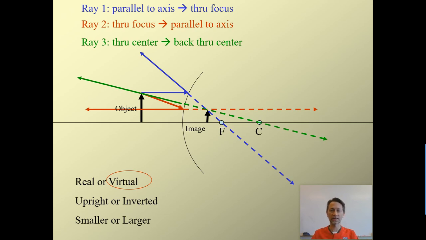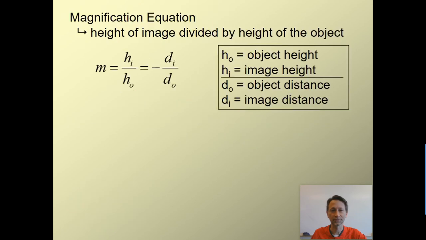Now, a couple of years ago, I asked a bunch of friends who are physicists, hey, is there anything you can see that's different about a virtual image versus a real image? And they said, not really. The virtual image just means that the actual light rays don't hit it. Your brain sees it where it really isn't. Is it upright or inverted? It is upright. And then larger or smaller, it is most definitely smaller. So this would be a virtual, upright, smaller image.